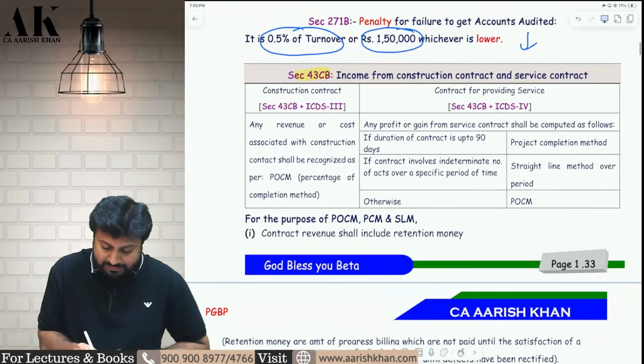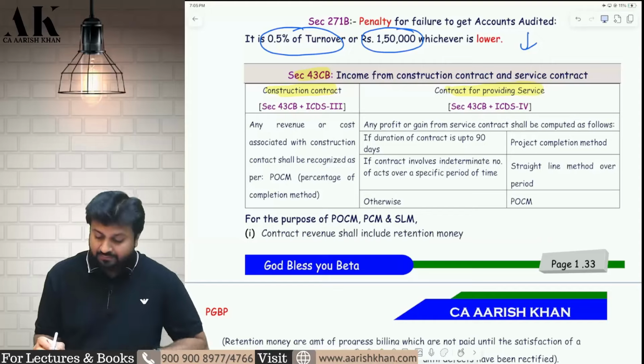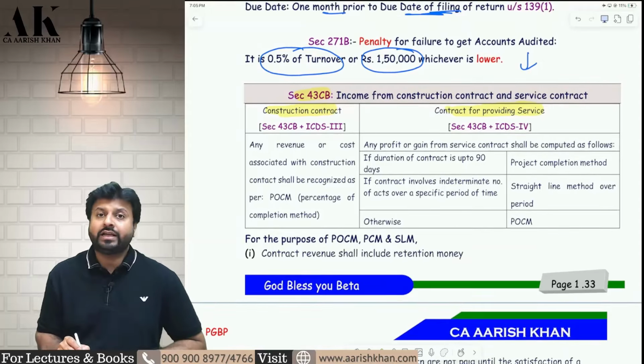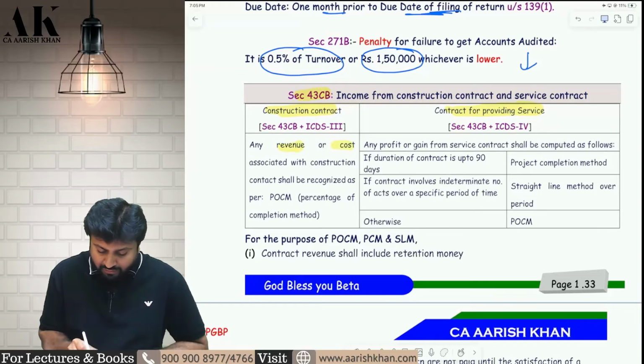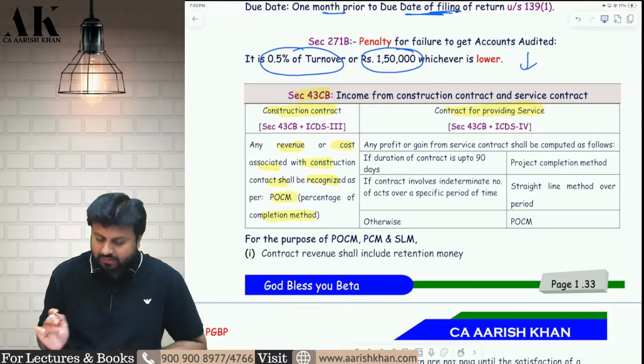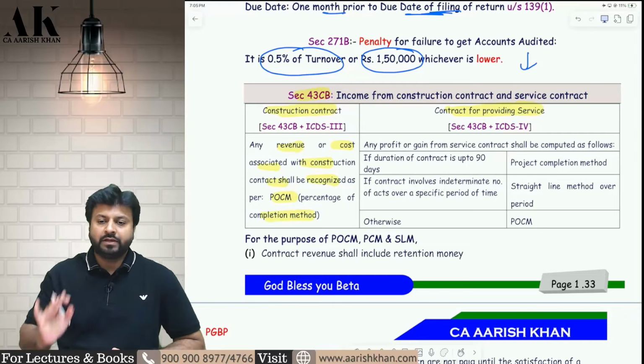43CB talks about construction contract, and 43CB also talks about contract for providing service contract. So in case of construction contract, when will you recognize your income? Any revenue or cost associated with construction contract shall be recognized as per percentage of completion method. Which method you will follow? Percentage of completion method. Are you clear? I hope it is clear.